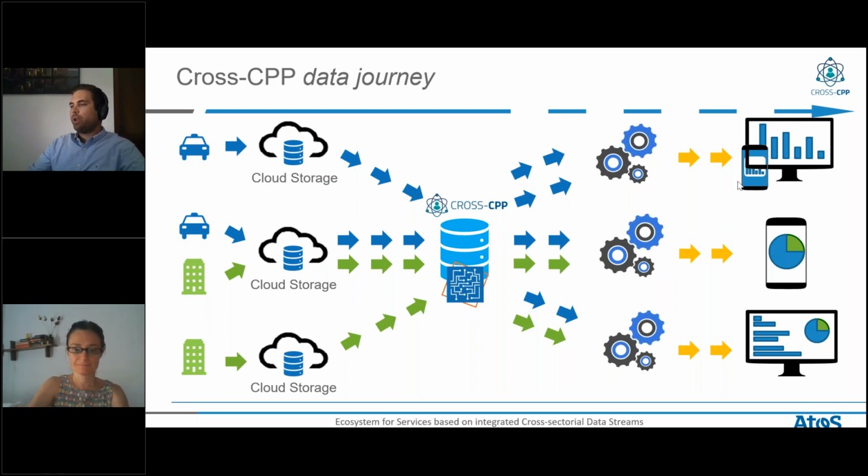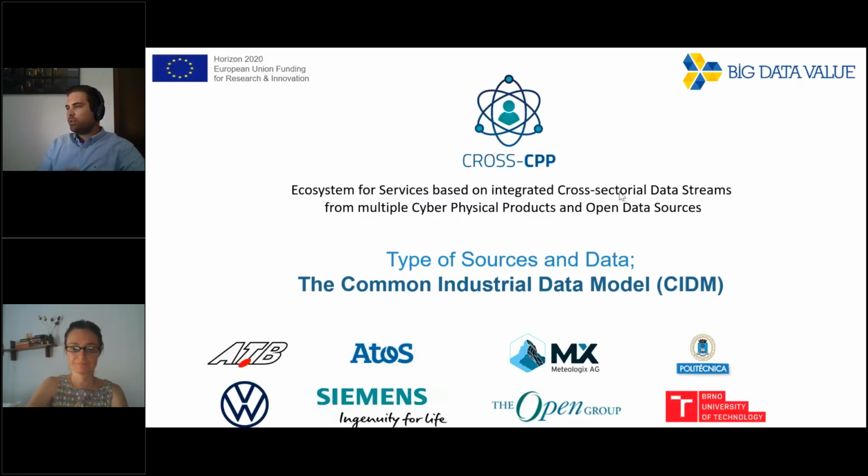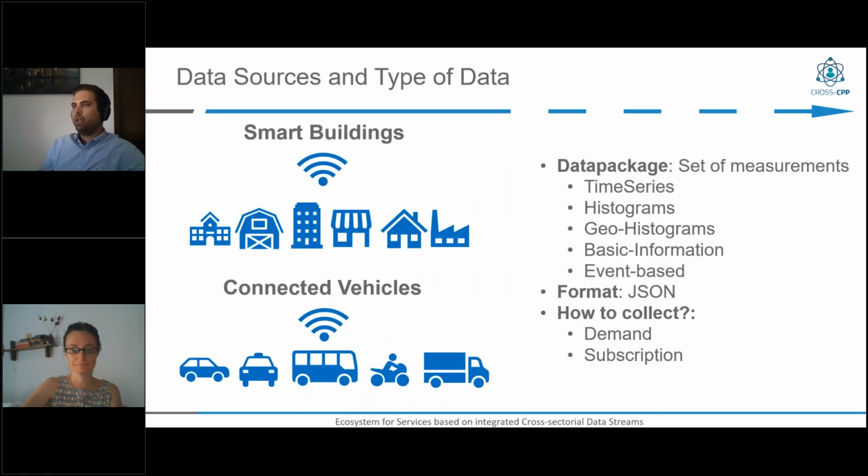Then we are going to jump into what type of sources and data we have inside of the marketplace. This is the common industrial data model that I'm going to explain very briefly, and then we can see online. We have information from smart buildings coming from Siemens in Czech Republic, and from connected vehicles in Berlin, from the car sharing services, the electric vehicle services that BMW has in that city.